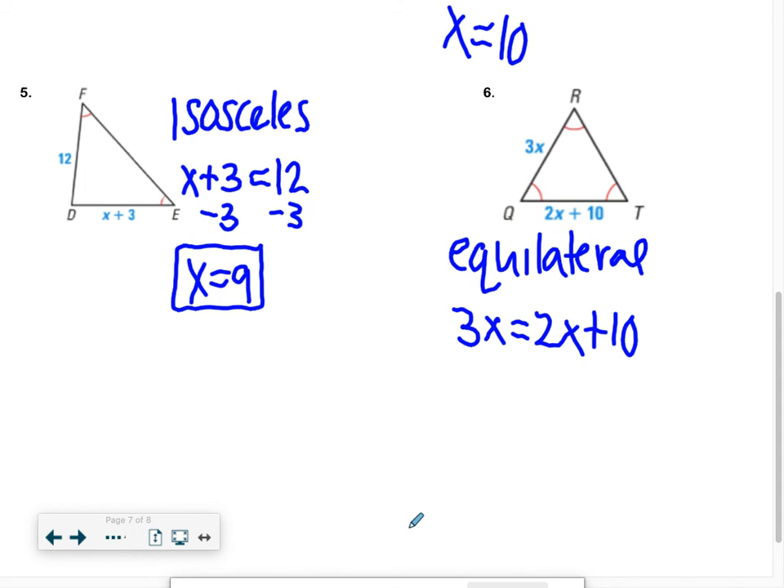Did I mess up? Oh, so the 60s are for the angles, but for the sides just set them equal to each other. Minus 2x from both sides.